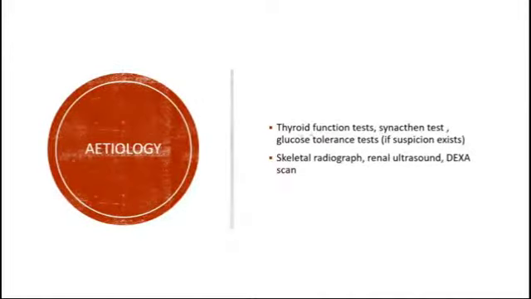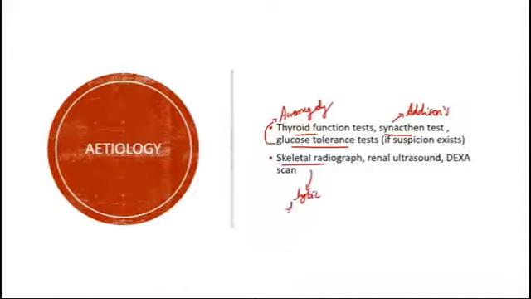We can also perform thyroid function tests, Synacthen test to diagnose Addison's disease, and glucose tolerance tests for acromegaly. You can also do x-rays. For instance, you could see lytic bone lesions of the humerus. Renal ultrasound can show you renal calculi, and also a DEXA scan to check density of the bone.